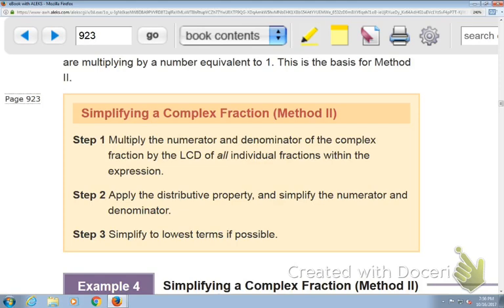It won't have fractions within the fraction anymore. Of course, the last step is to check to see if it simplifies, but what's the key thing for simplifying? It's that F word, factoring. All right. Not the other one. That's how you're going to feel on the homework.